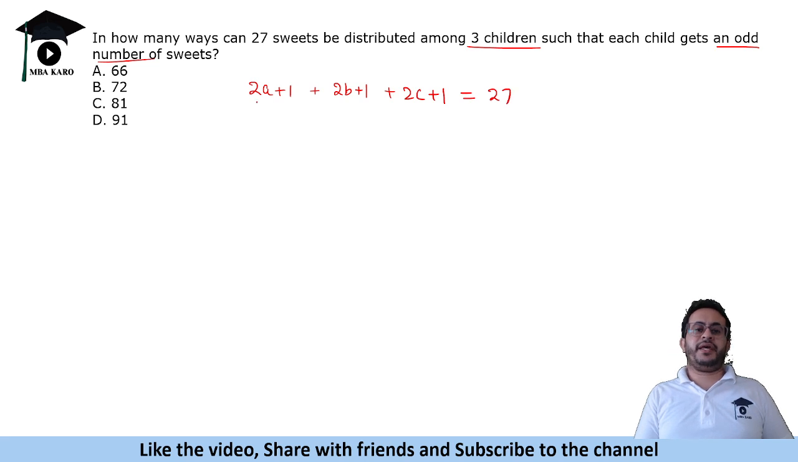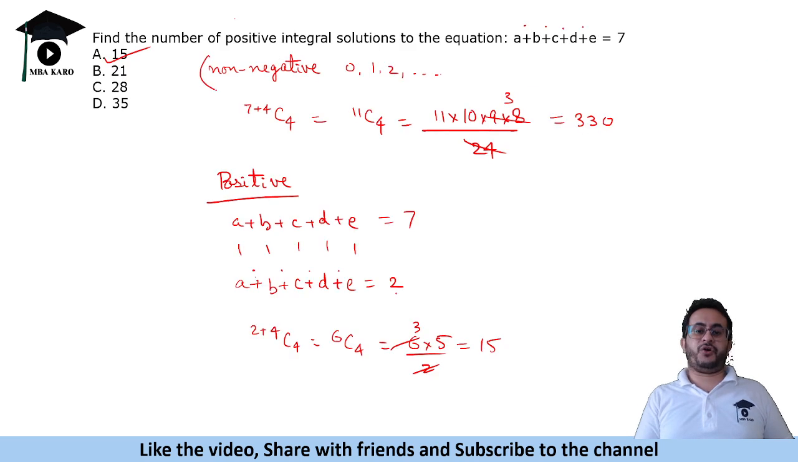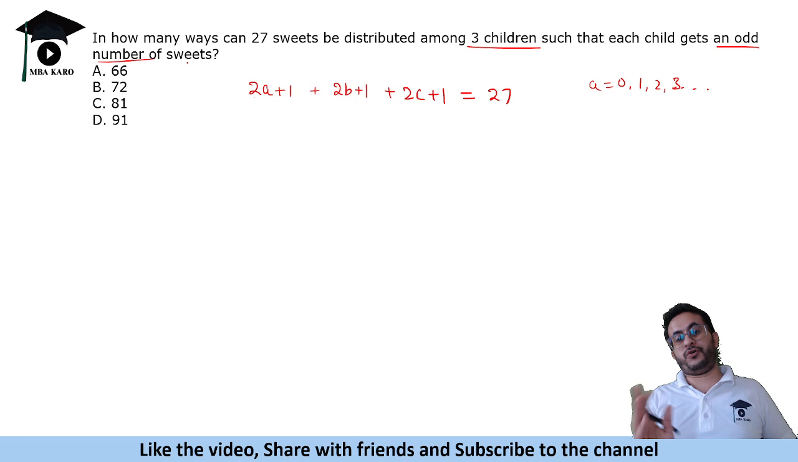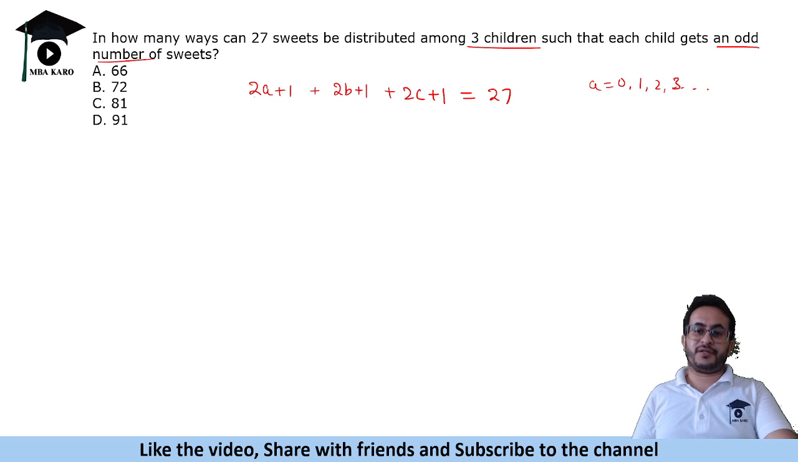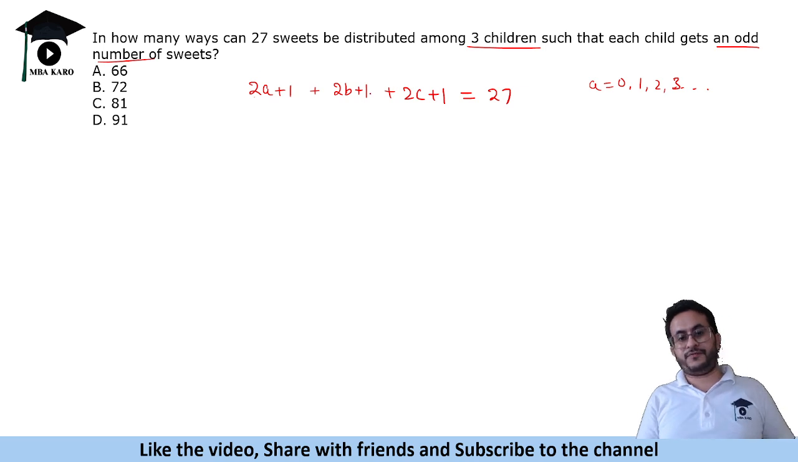Now here a can take values like 0, 1, 2, 3, 4 etc. Because even if a is 0, we get 1 as the number. If we put a equal to 0, then this quantity is 1, right? So a equal to 0 is permissible. So basically we have to find non-negative solutions of this equation. Now let's do the next step. We get 2a plus 2b plus 2c is equal to 24, or a plus b plus c equals 12.